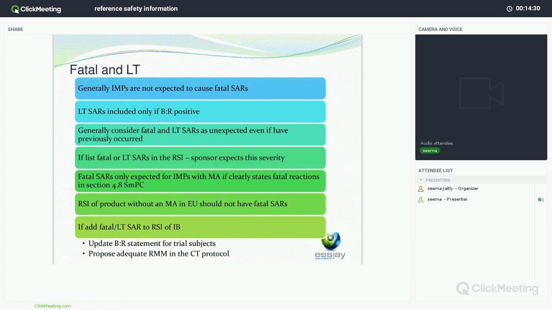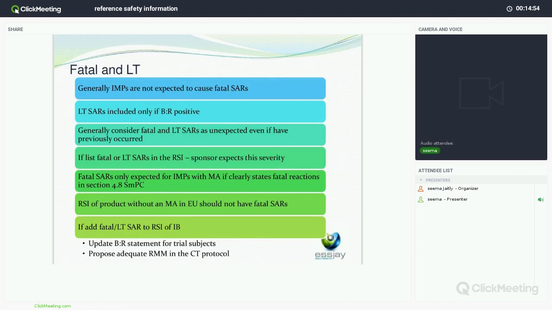Right, now looking at fatal and life-threatening reactions. Generally, if we look at IMPs, these are not thought to cause fatal adverse reactions. These would normally be considered unexpected. Now, if there is a life-threatening reaction, then this should only be considered expected where you can show that there is a positive benefit-risk balance for the IMP.